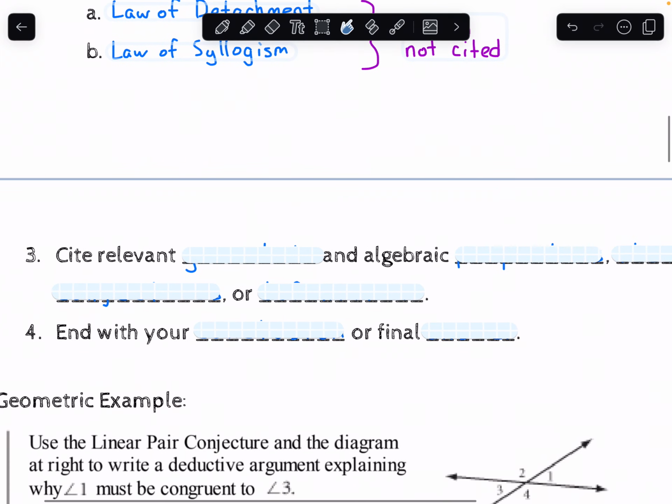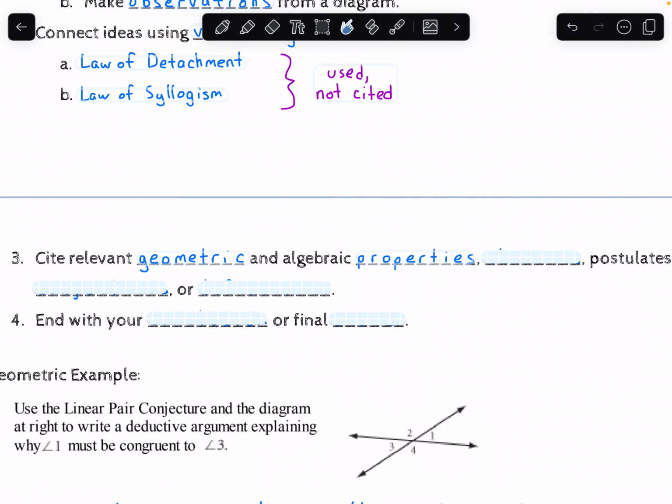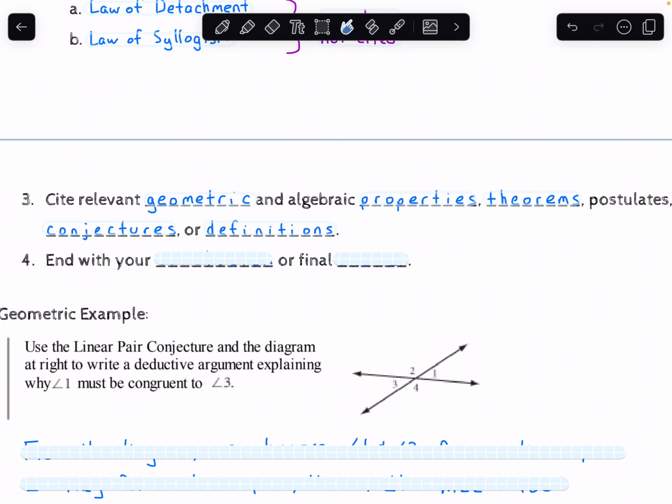What you will cite are any relevant geometric or even algebraic properties, theorems, postulates, conjectures, or definitions. And you will use these as you go. I'll provide some examples so you can see a variety of ways to incorporate that citation into your sentence structure in a way that makes the most sense. And then finally, always end with your conclusion or final answer. In the case of the algebra example, we wanted to end with the x equals 2.